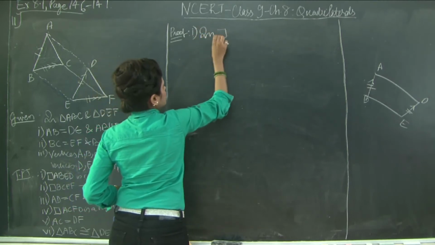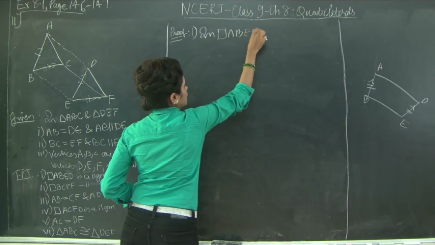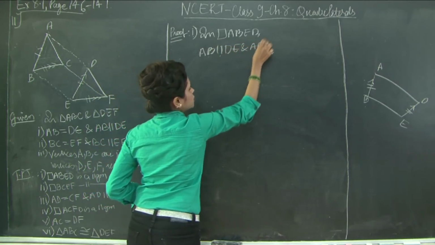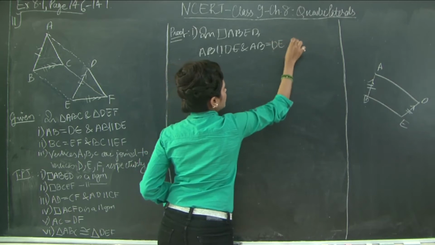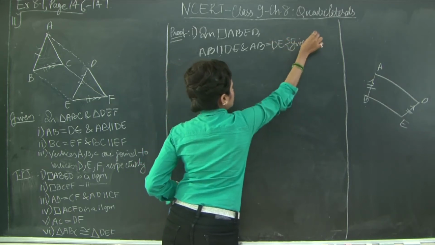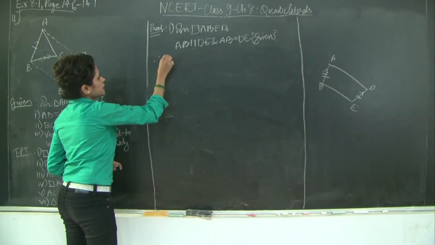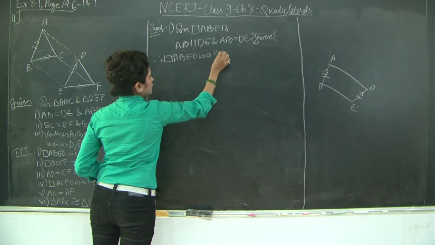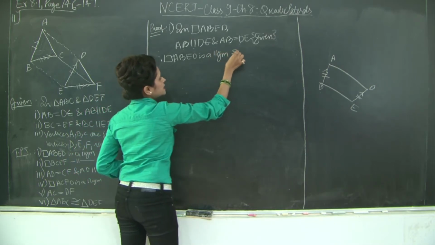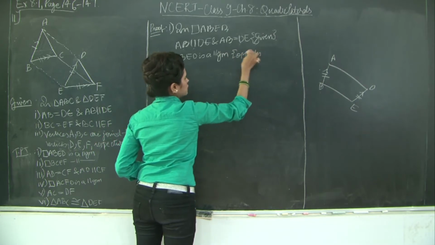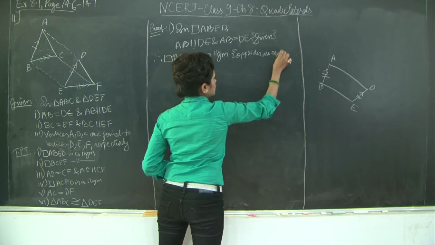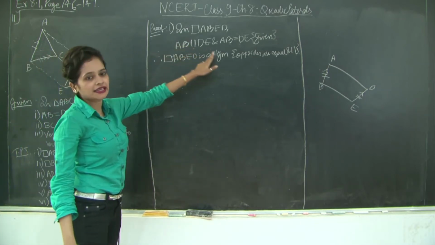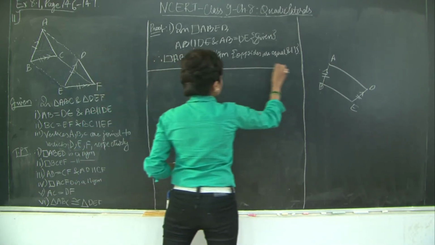So in quadrilateral ABED, AB is parallel to DE and AB is equal to DE. This is both given. Therefore, I will say quadrilateral ABED is a parallelogram. And in your reason, you will say opposite sides are equal and parallel. So which are the opposite sides that are equal and parallel? We have AB and DE as equal and parallel for my quadrilateral ABED.